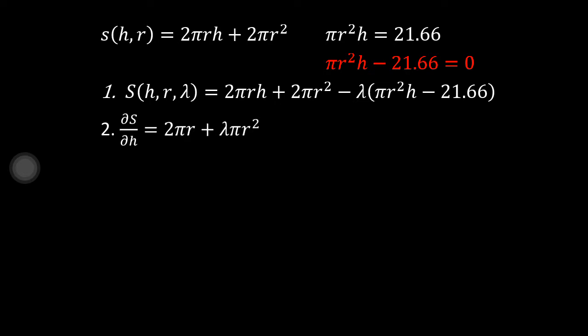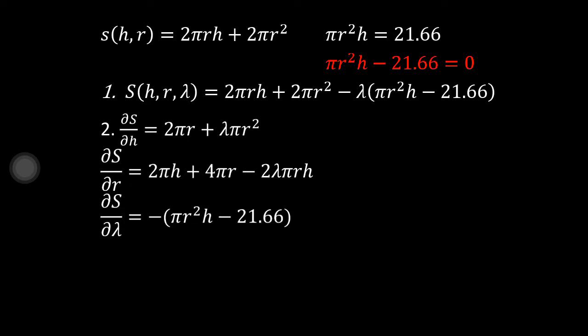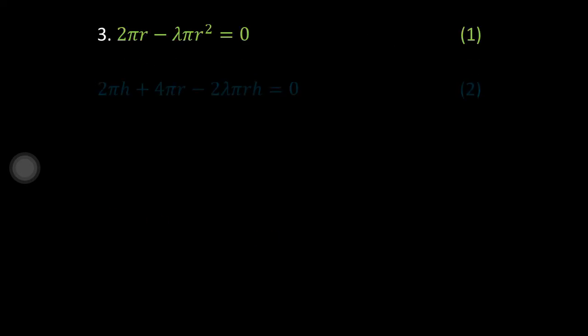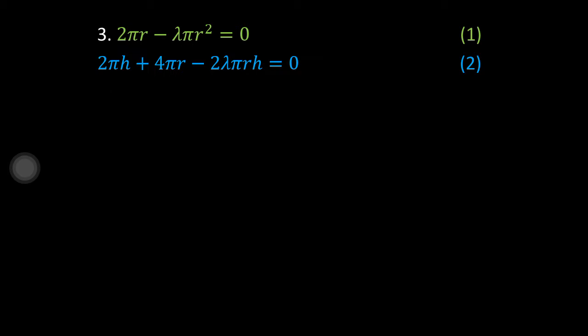Then find the first partial derivative of S with respect to h is equal to 2 pi r plus lambda pi r squared. S with respect to r is equal to 2 pi h plus 4 pi r minus 2 lambda pi rh. First partial derivative of S with respect to lambda is negative the quantity pi r squared h minus 21.66. Then, for the last step, we set each derivative equal to 0 and solve the resulting system.